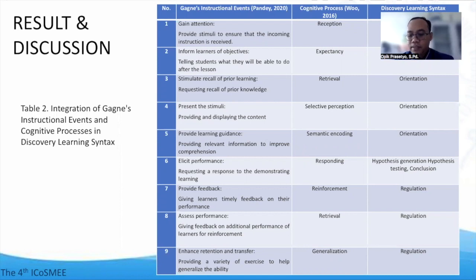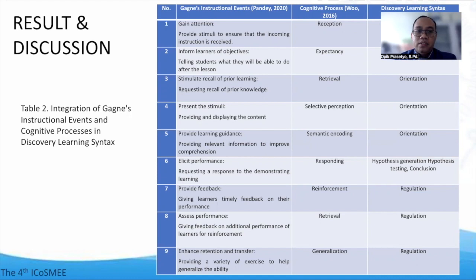Okay, next. The learning activities done by the student in each step of the discovery learning also reflect the instructional events based on the cognitive learning theory and show the cognitive process experienced by the student to gain knowledge. For example, in table 2, we can see the integration of the cognitive instructional event and cognitive process in discovery learning syntax. The first instructional event based on the cognitive theory is gain attention.